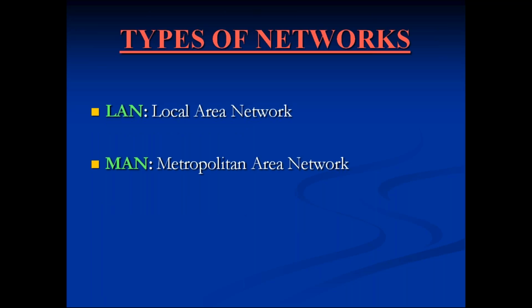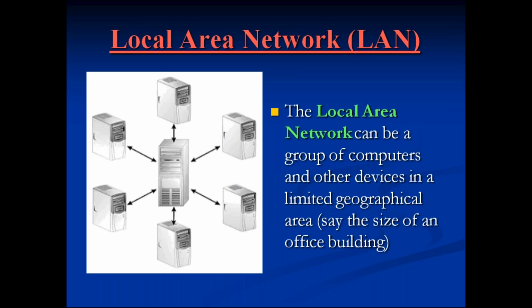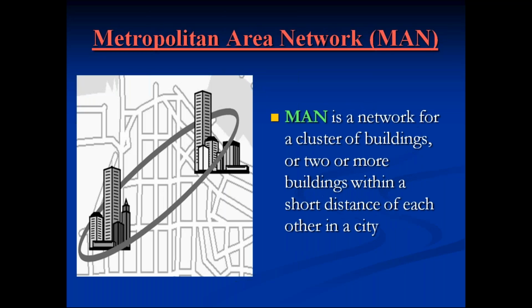Next, types of networks: local area network, metropolitan area network, wide area network. So local area network means within the same building or on the same floor. This is local area network. It can be a group of computers and other devices in a limited geographical area, say the size of an office building. So within the same building, if you have 5 floors or 6 floors also, that is called local area network. So metropolitan area network is within the city limits.